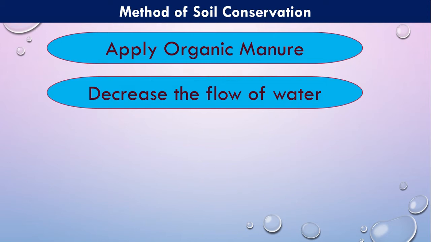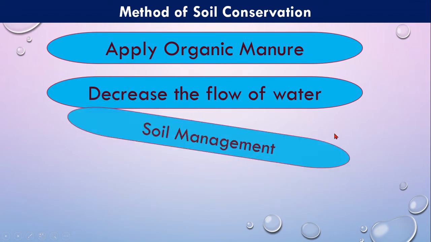sloping land, and the surface soil goes down with the water from highland to lowland. So decrease the flow of water as well. If you lower down the water, the soil can be conserved.